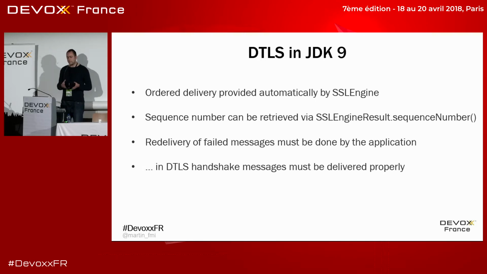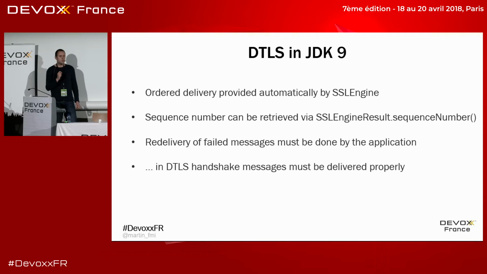So one of the specific things about the DTLS implementation in JDK 9 is that ordered delivery is provided automatically during the TLS handshake process. You can imagine that if a TLS handshake needs to happen, you cannot afford to have unordered delivery of messages, or you cannot afford to have failed messages during the TLS handshake process. And for that reason, the DTLS implementation in JDK 9 makes sure behind the scenes that those two things happen in the TLS handshake.